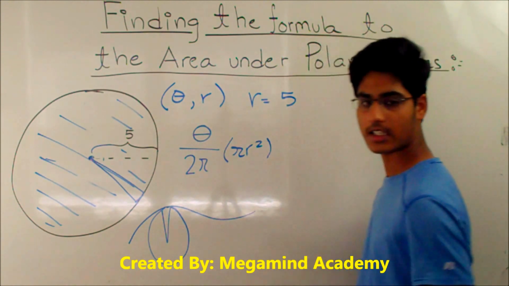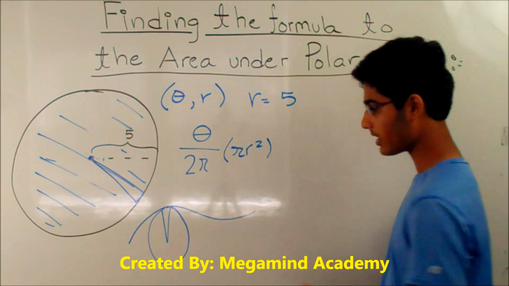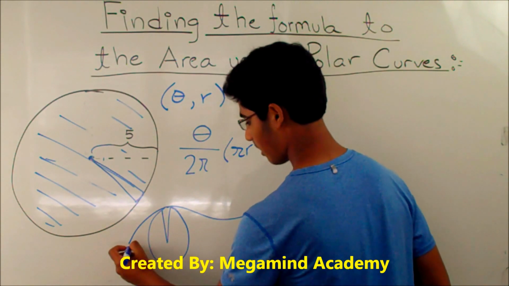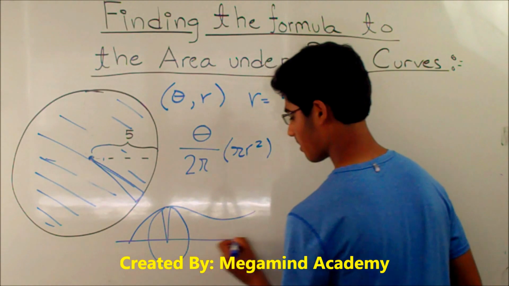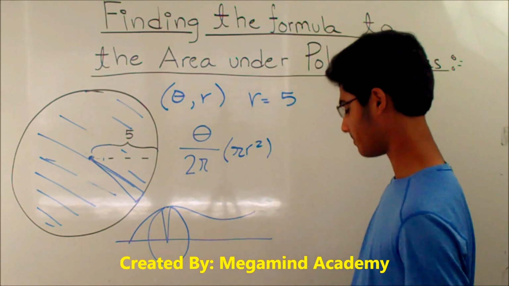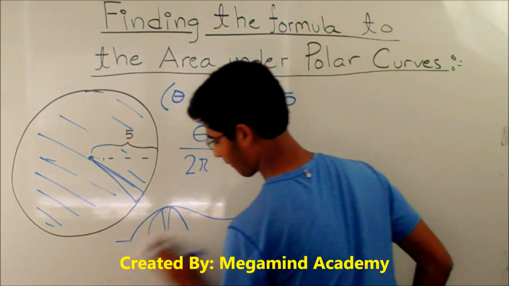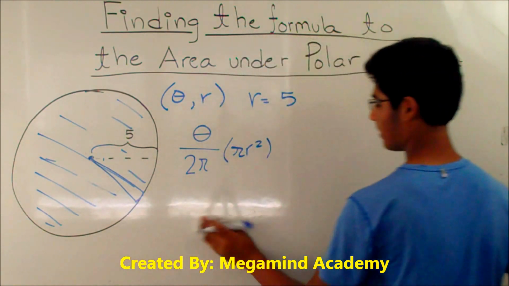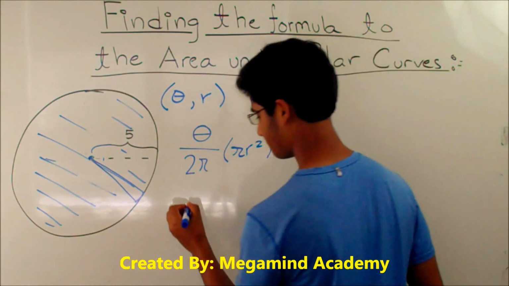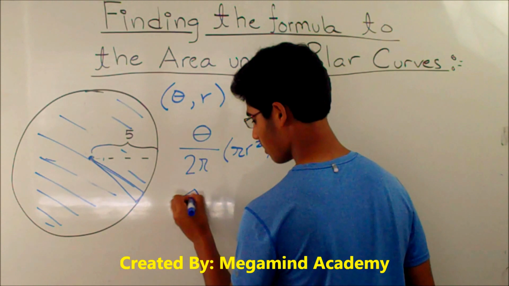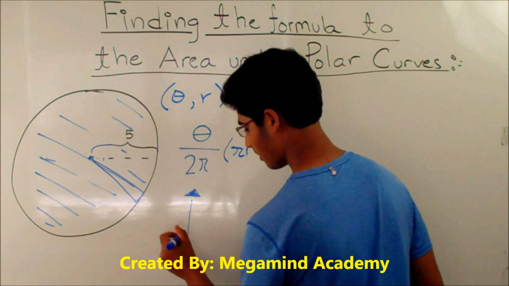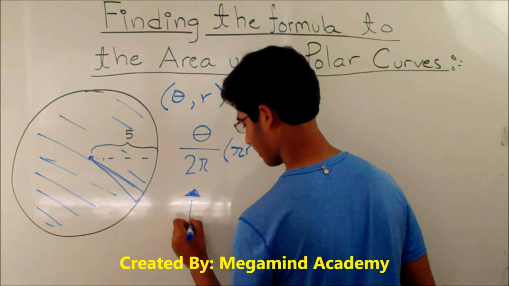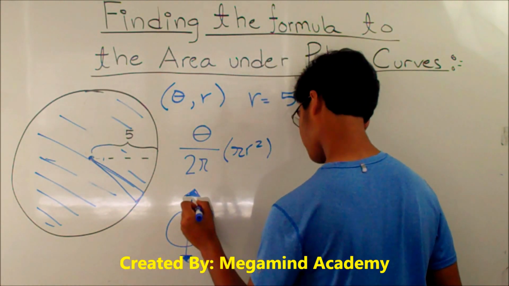But that's just finding the area of one sector. Let's say we wanted to find the area under this complete curve. This isn't really a polar curve, but let's just imagine that it was. Let's say that it was a different one, not a circle. Let's imagine that we had this graph here, and we had this function.